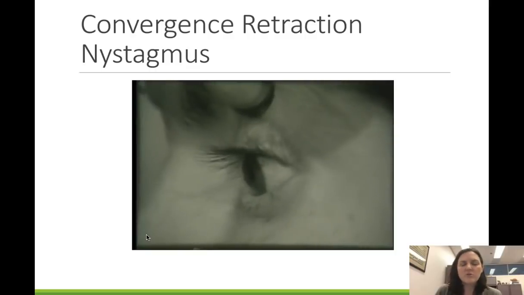So convergence retraction nystagmus is a fairly unique finding, and I just wanted to demonstrate to you one of the more unique things that we see in neuro-ophthalmology. I hope that you find all of this very interesting.